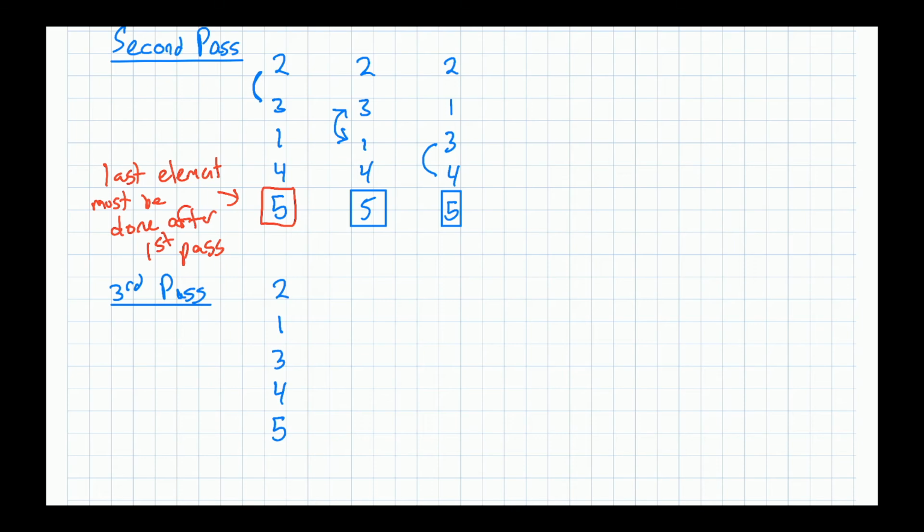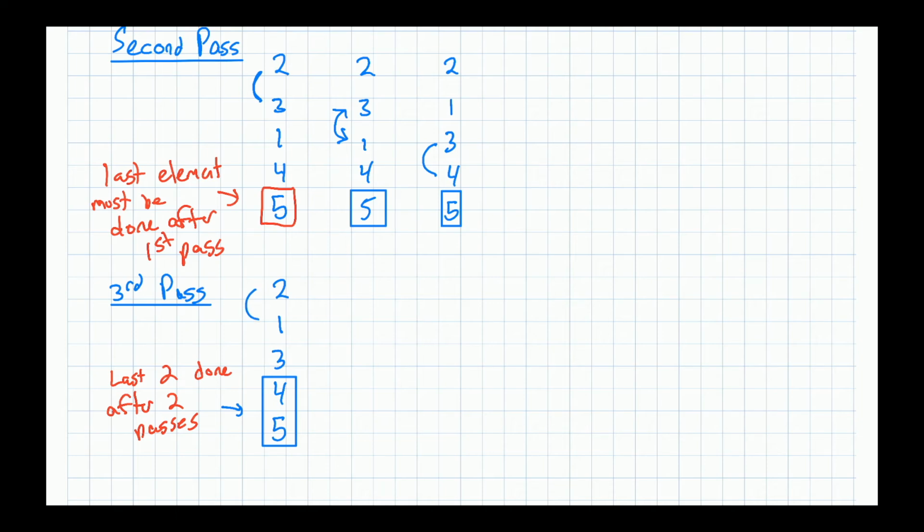We're guaranteed that the last 2 are in order. Last 2 in order now. I'll say correct. Last 2 done. Done after 2 passes. So the 4 and the 5 are correct. And let's continue on. So we're going to do exactly the same thing.